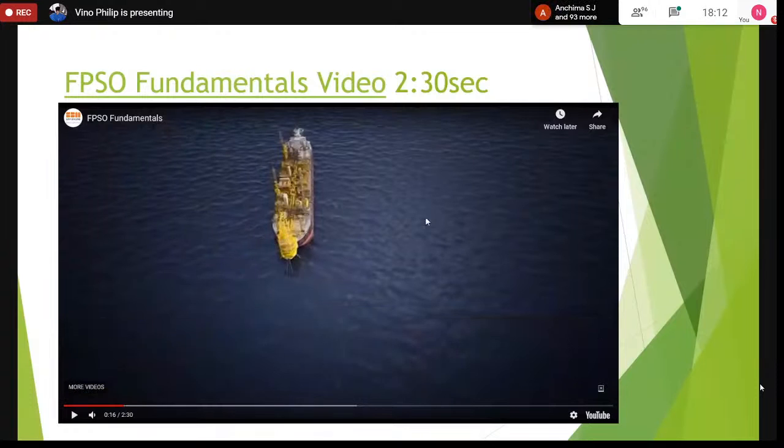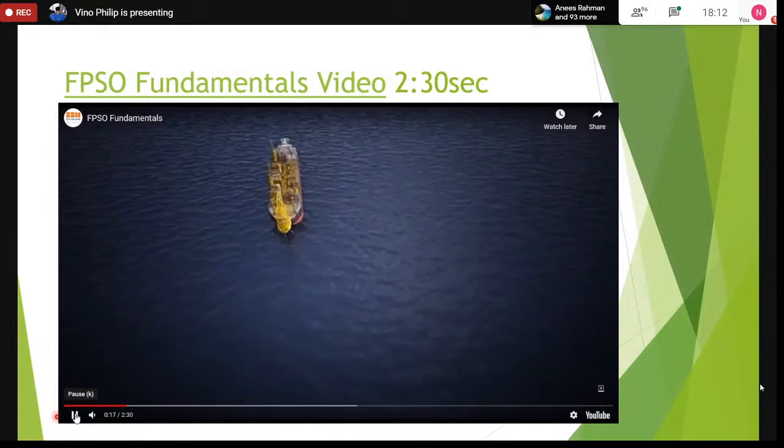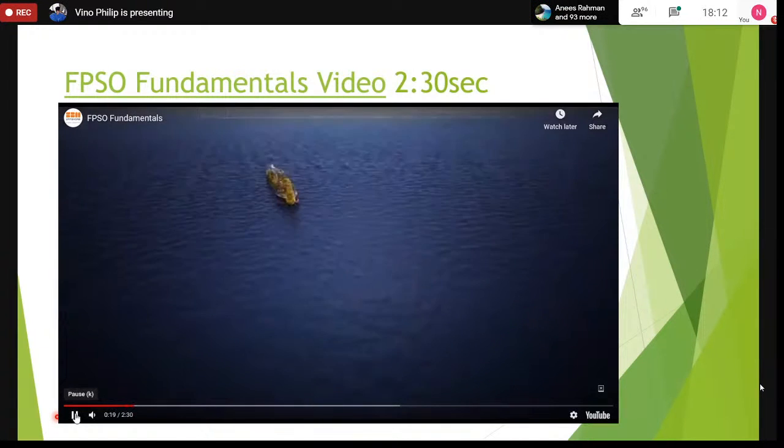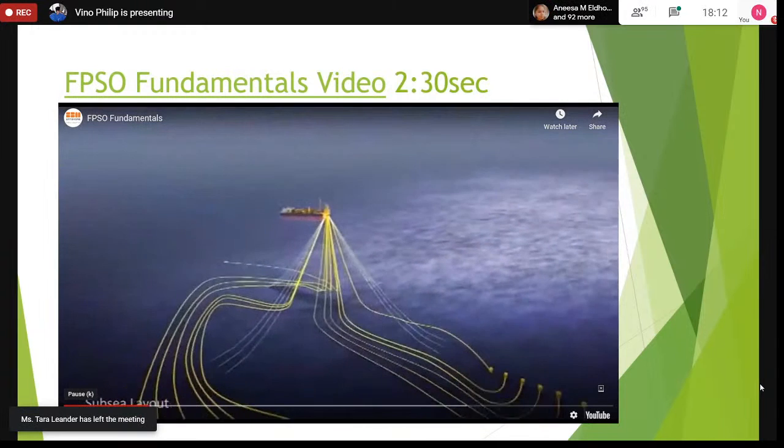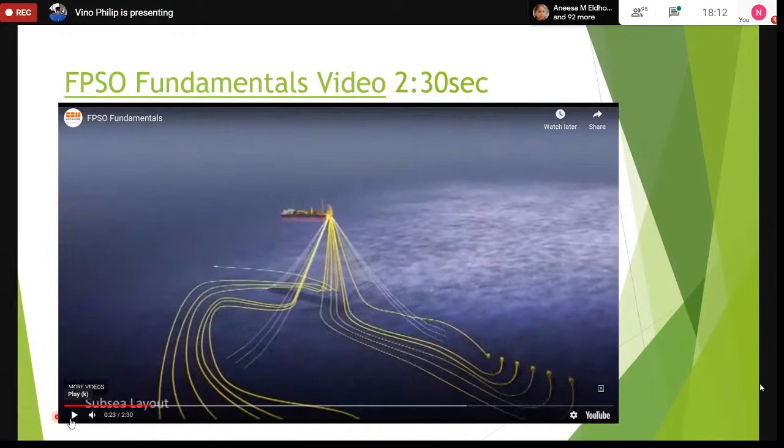It looks small in the context of the ocean. The ocean is so big. So that is the vessel. I'm showing you kind of a feeling of how big the geometry is. The vessel is so small compared to the depth that it is anchored. It is anchored at 2,000 meters depth. And these are the anchor lines that you see, the mooring lines.